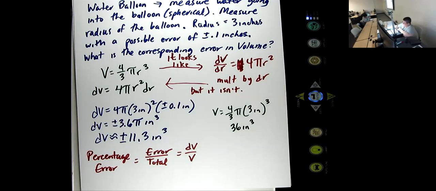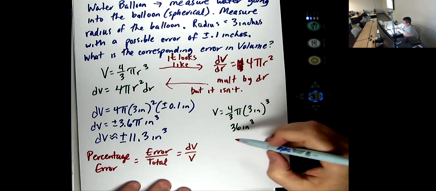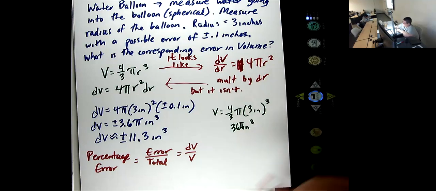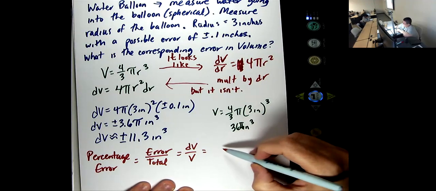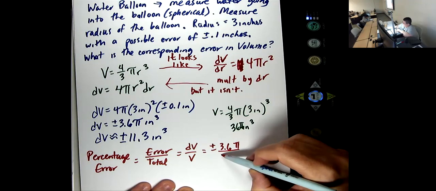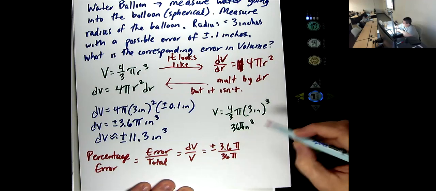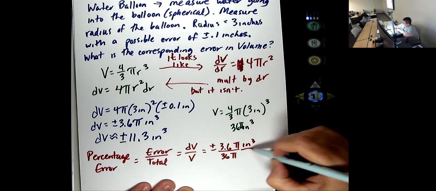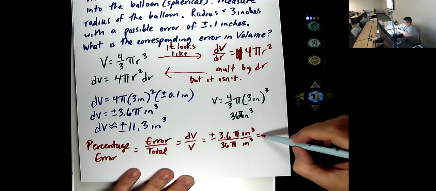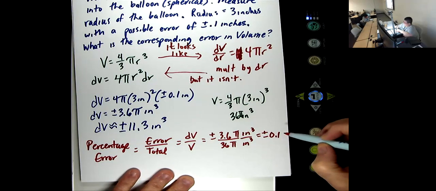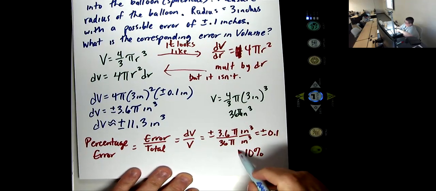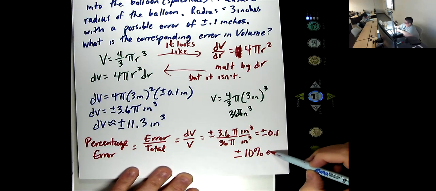So the error here, oh, I'm missing a pi there. The percentage error would be 3.6 pi over 36 pi inches cubed. This looks like plus or minus 0.1, which is 10%. Plus or minus 10% error in volume.